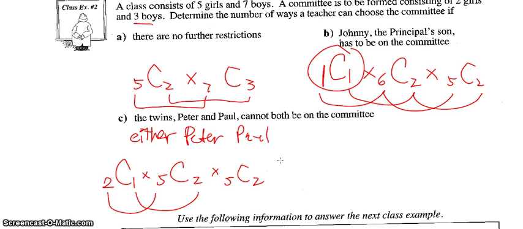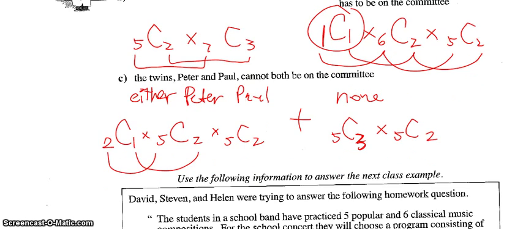If this also means you can have none of them, then you need to add. Remember, different case. Here, Peter or Paul or none. It's not an overlapping case. Then here, you only have 5 boys to choose from, and then 5 girls to choose from. 5 boys, you choose all 3. Then you add them. The first case is you have Peter or Paul. The second case, you have none. And then you add those combinations together.